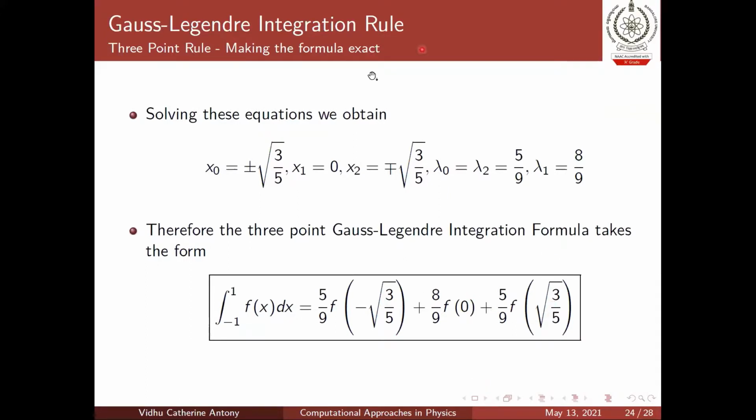Take this equation down on a sheet of paper. The 3-point Gauss Legendre integration formula: integral from -1 to 1 f of x dx is equal to 5 divided by 9 f of minus root of 3 divided by 5, plus 8 by 9 f of 0, plus 5 by 9 f of root of 3 divided by 5. Now you notice this is 1 point, this is 1 point, this is 1 point. That's how you get your 3-point, and that's why it's called your 3-point rule.